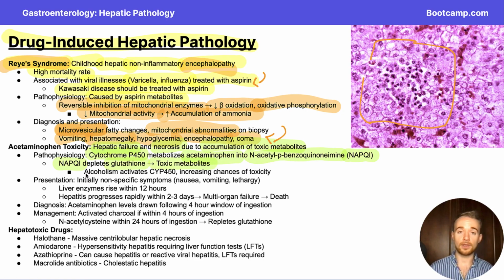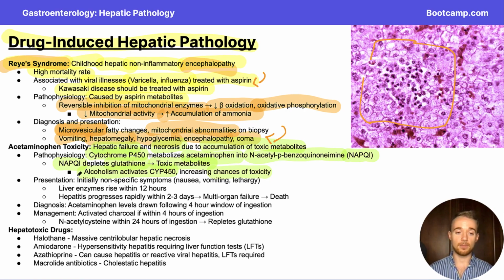It's also worth noting here that alcoholism and alcohol use will activate your CYP450 system, thus increasing your chances of toxicity. Now this is going to happen because that CYP450 set of enzymes is going to increase the production of NAPQI, thus further depleting glutathione, which is why you may have heard people warn against taking acetaminophen while drunk or hungover.